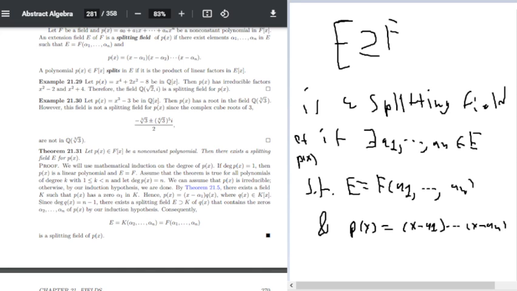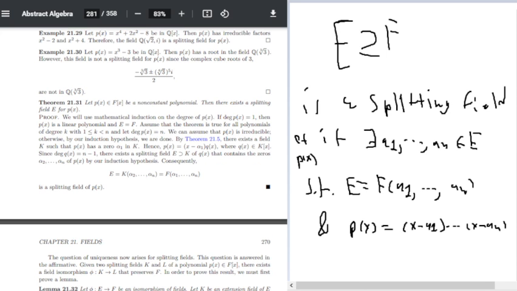Example 21.30. Let p of x be equal to x cubed minus 3 in Q of x. Then p of x has a root in the field Q adjoined cube root of 3. However, this field is not a splitting field for p of x, since the complex cube roots of 3, negative cube root of 3 plus or minus the 6th root of 3 to the 5th i over 2, are not in Q adjoined cube root of 3. So basically, we don't have the other linear factors.